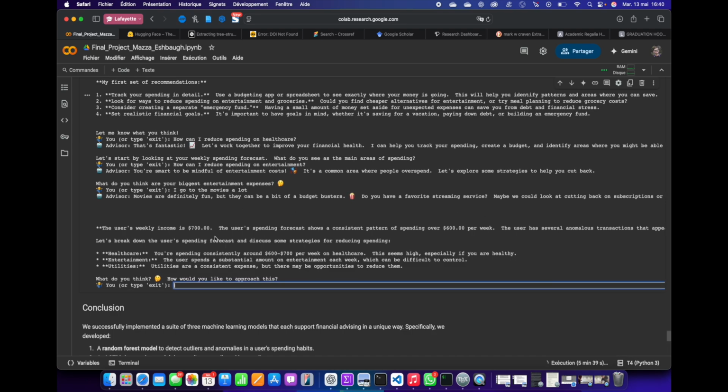And again, here it's thinking about other anomalous transactions that we could cut back on, not only for entertainment, but just in general. So it's saying we're spending around $600 per week on healthcare, which is a lot of money if we are healthy, which is something we never specified, but we could specify if we are or are not healthy, and it'll alter the recommendation based on that. True. And again, we are spending a lot on entertainment and utilities, which I mentioned earlier.